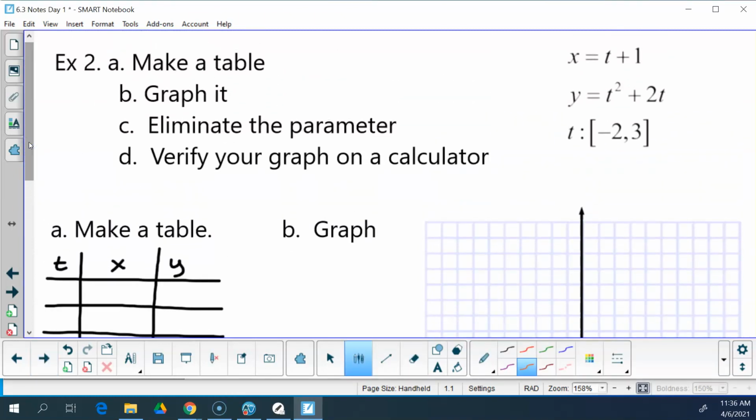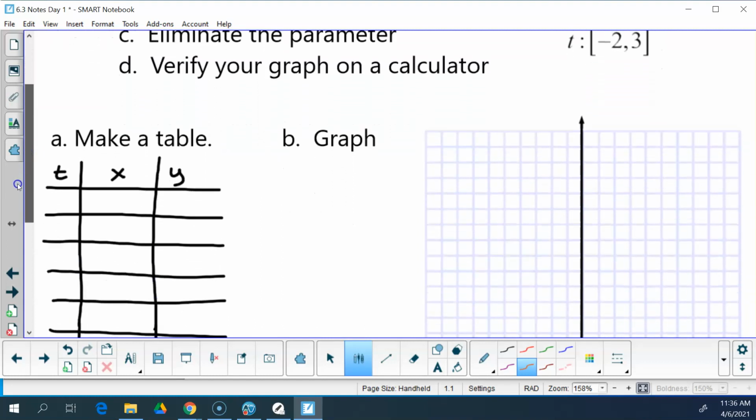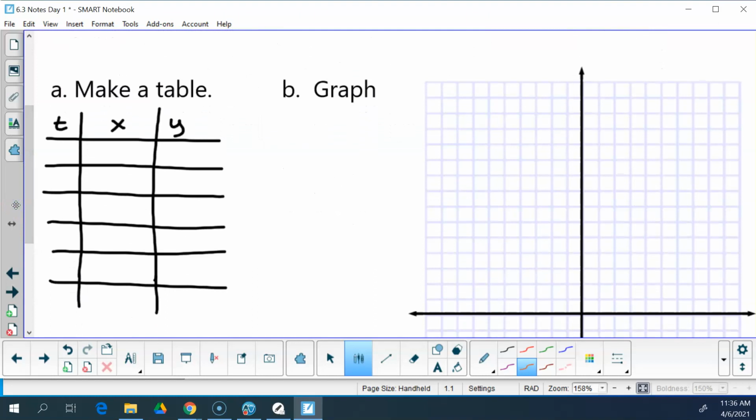Not a dodecagon, just so you know. So we make our chart. We throw some t values in there. We started at -2, then we went to -1, 0, 1, 2, and we're stopping at 3. The only two that really matter are the first one and the last one.